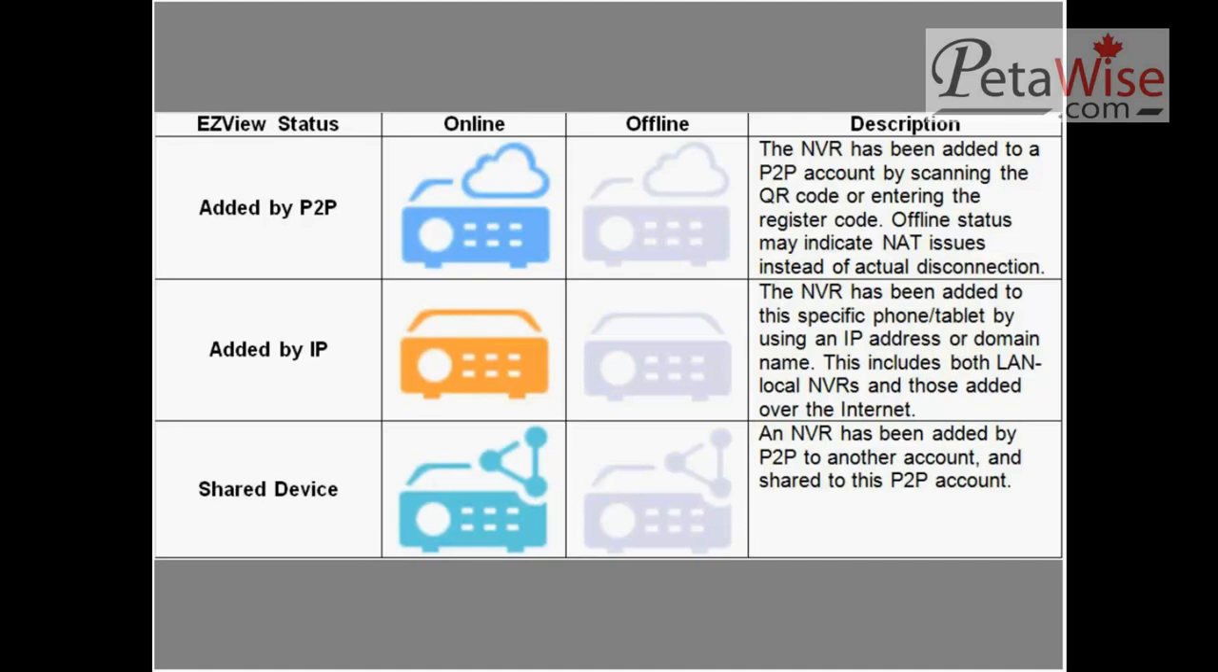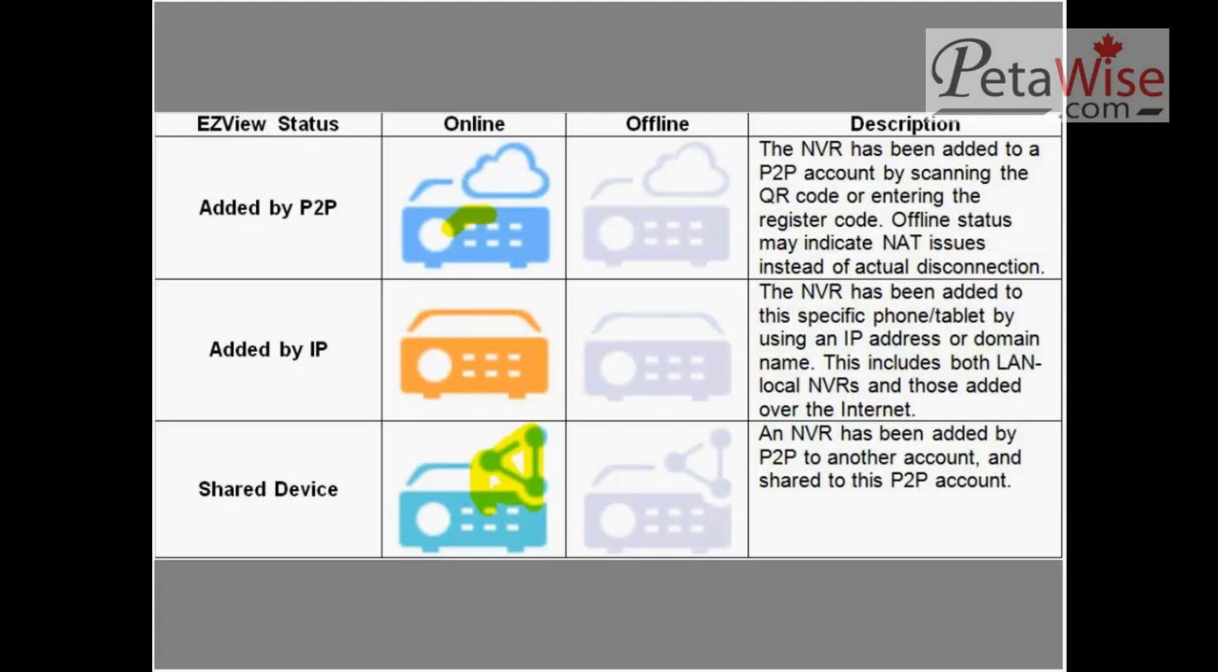There are three ways it can be added to an account. The first way is adding it by P2P, which is when we use our scan or add it by our register code, and that works over the internet. You don't have to set up anything with ports or network ID. Just add it in, and it's good to go. The orange one means it's added by IP, so you either set it up with EasyDDNS, or with a forwarded address and ports and all that sort of stuff. The last one means that someone else has added the device by P2P to their account, but they have shared the device to you. So this is not an NVR this account owns. It's an NVR that's been shared to this account. I'll get a little more into sharing in a bit.